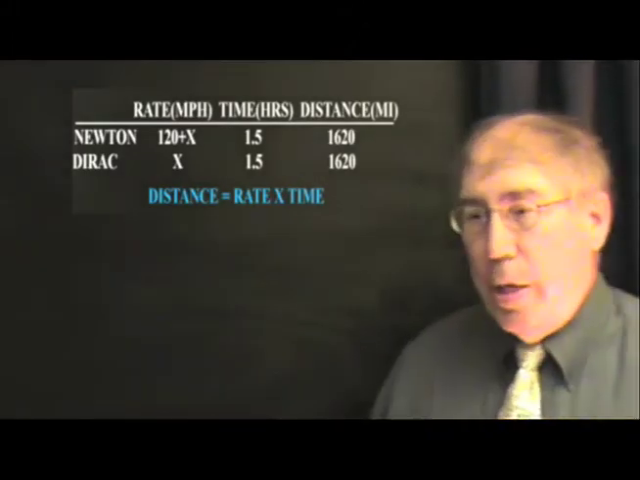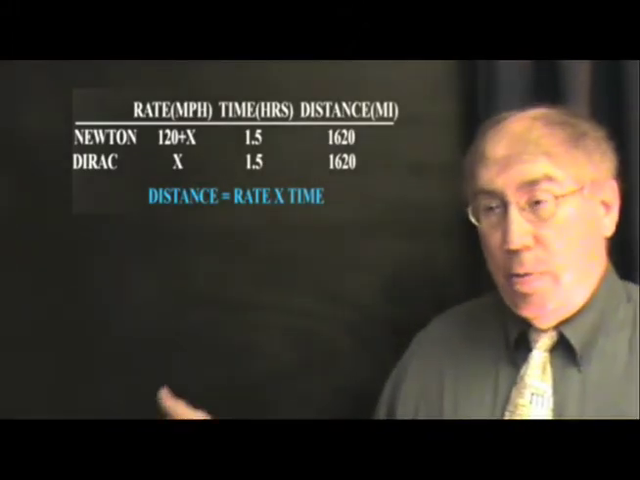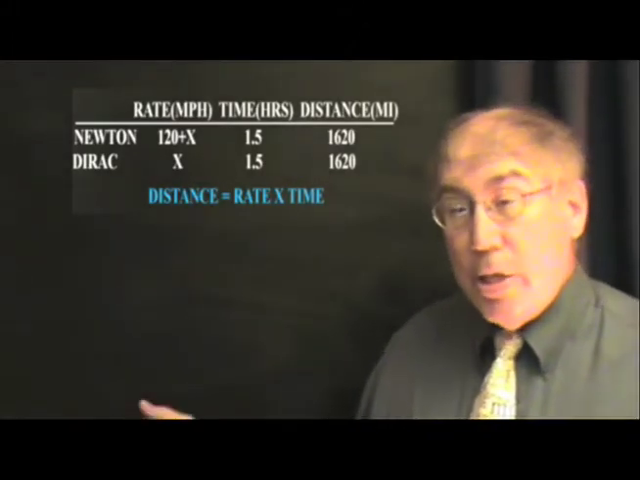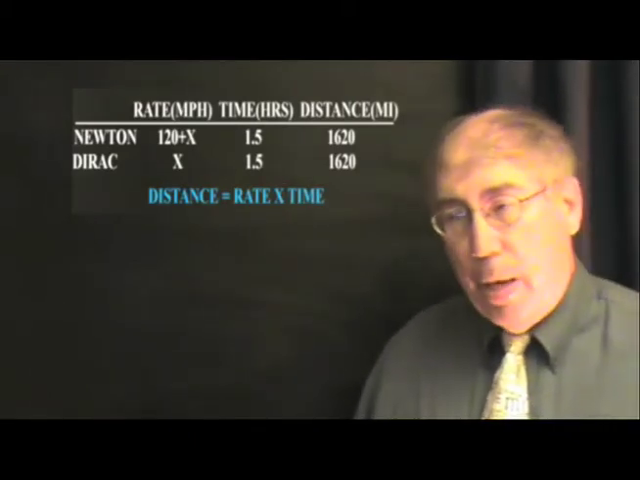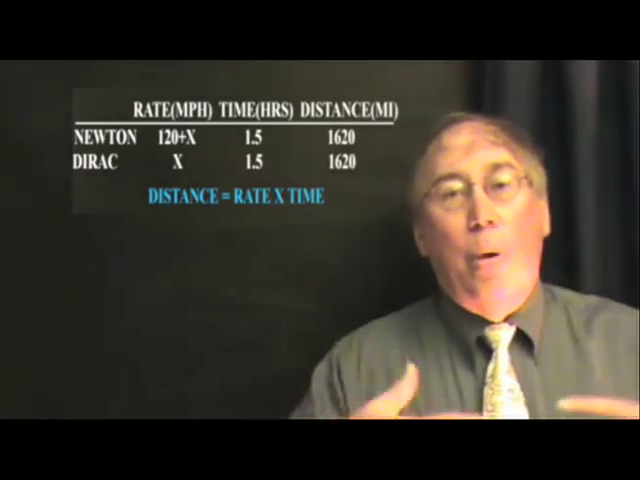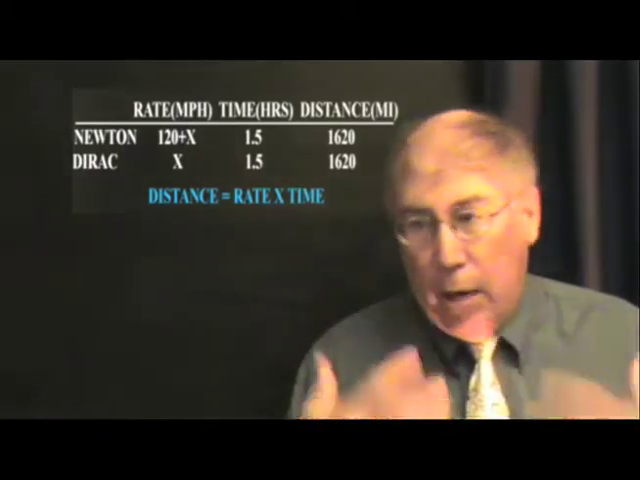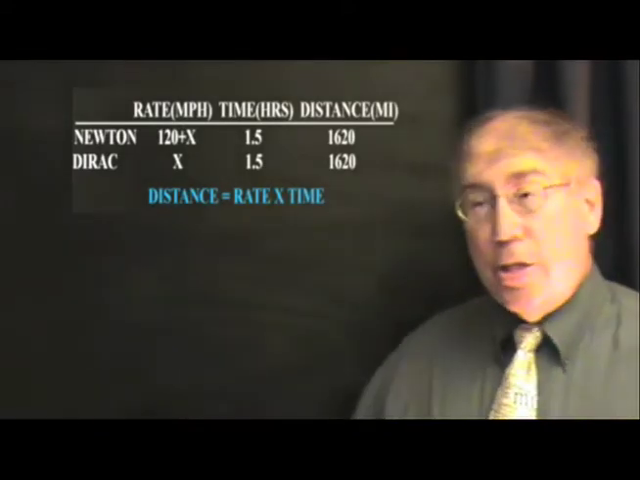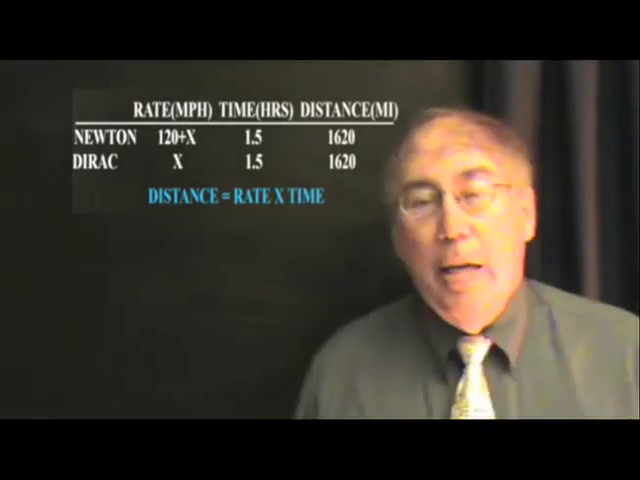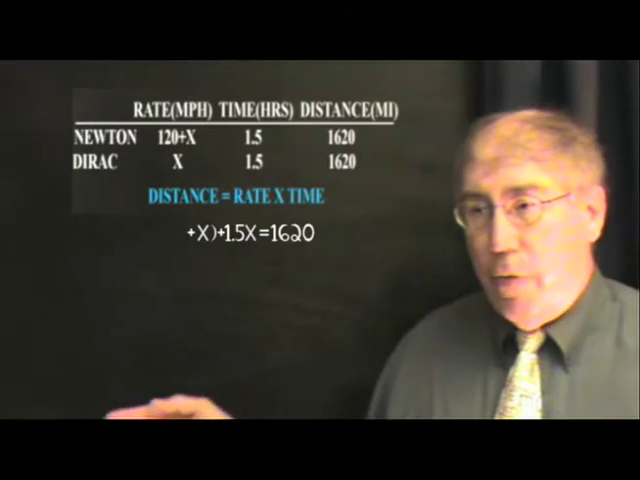So here's our situation. Newton's speed will be represented by 120 plus X, and Derek's speed will be represented by X. And let's say it took 1.5 hours for them to actually meet. Well, we can use our distance formula: distance equals rate times time to solve for X.